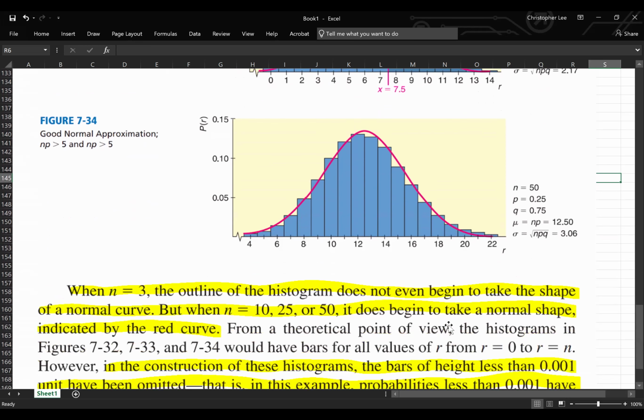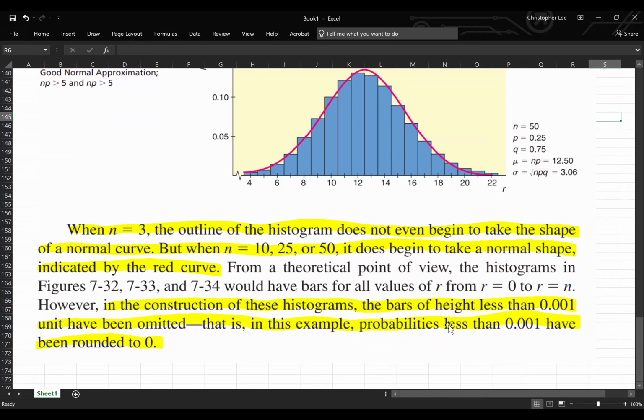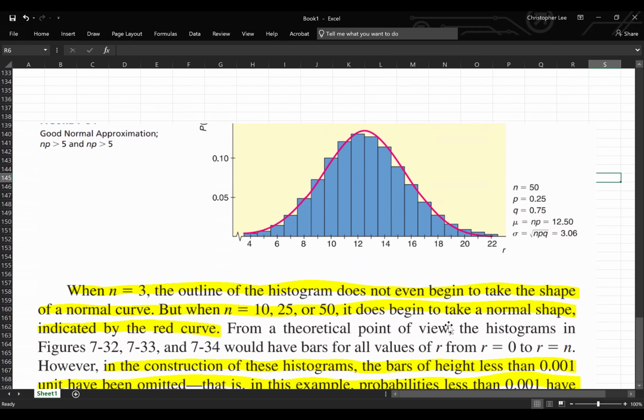So when n equals 3, the outline of the histogram does not even begin to take the shape of a normal curve. But when n equals 10, 20, or 50, it does begin to take a normal shape indicated by the red curve. So from a theoretical point of view, the histograms in 7.32, 7.33, and 7.34. So this is 7.32's histogram, 7.33, and 7.34, right?